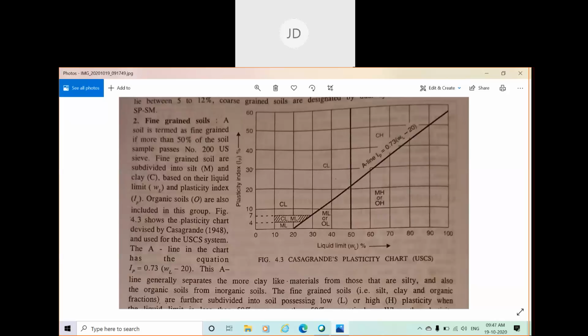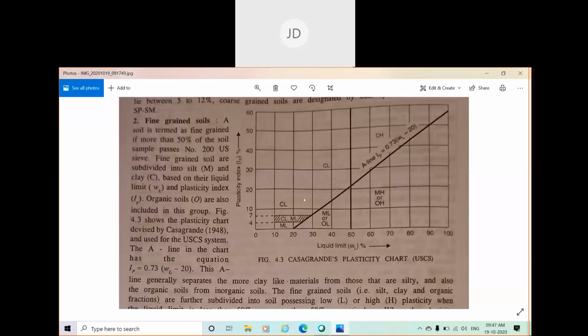Okay, fine. So I'm just going to read here. A soil is termed a fine grained soil if more than 50% of the soil sample passes through number 200 USC or 0.075 millimeter ISC. Fine grained soils are subdivided into silt denoted by capital M and clay denoted by capital C, based on their liquid limit and plasticity index. Organic soil is also included in this group. You can see organic soil OH, OL, it is represented here.